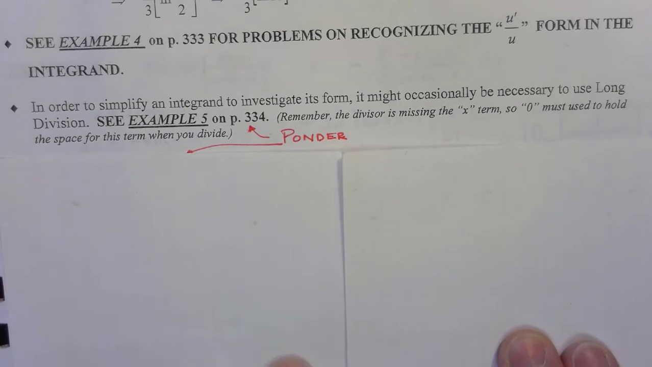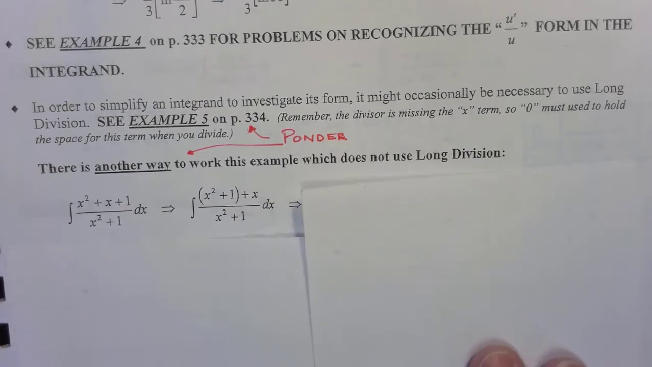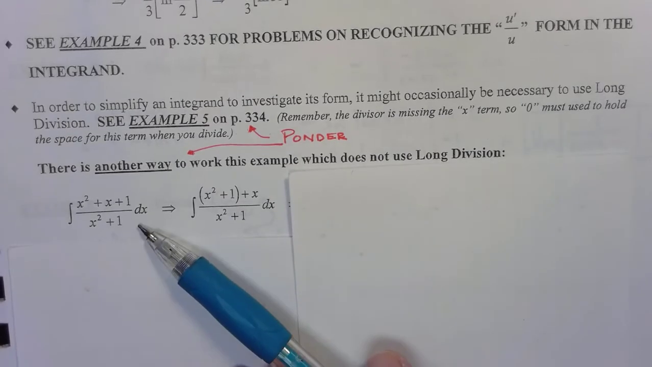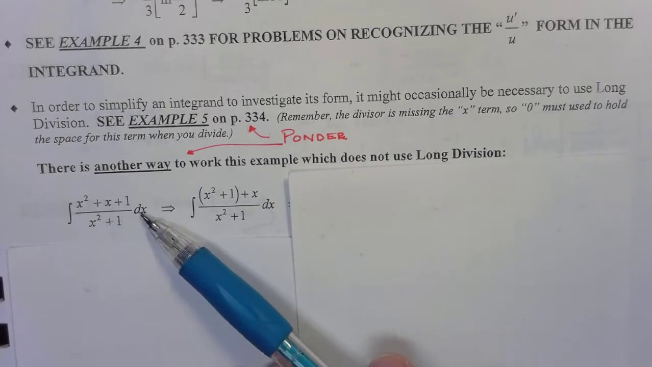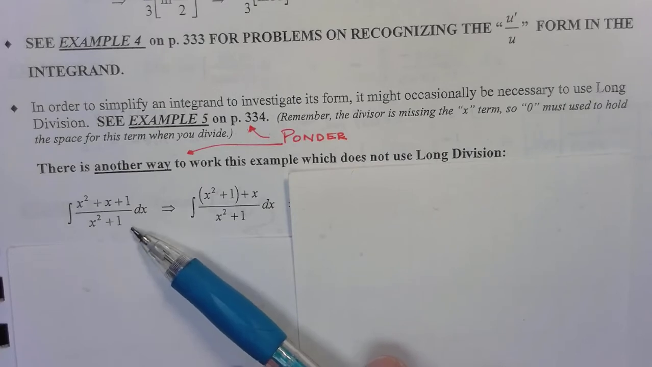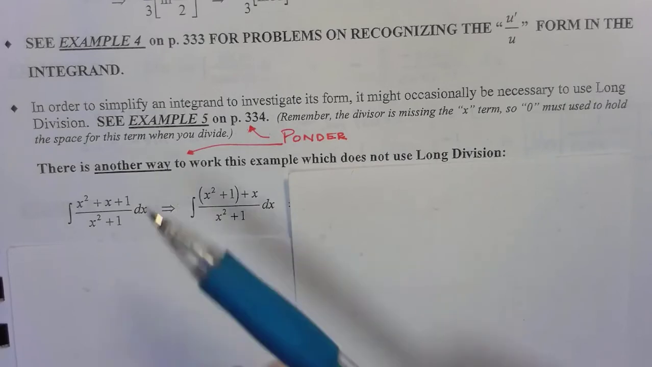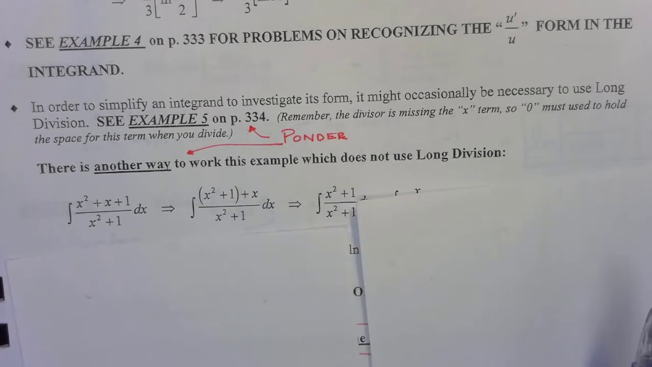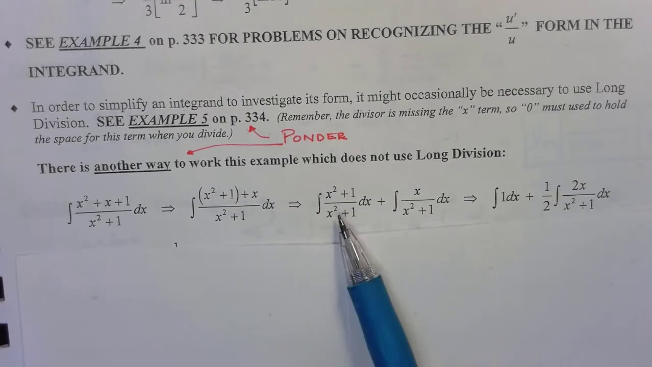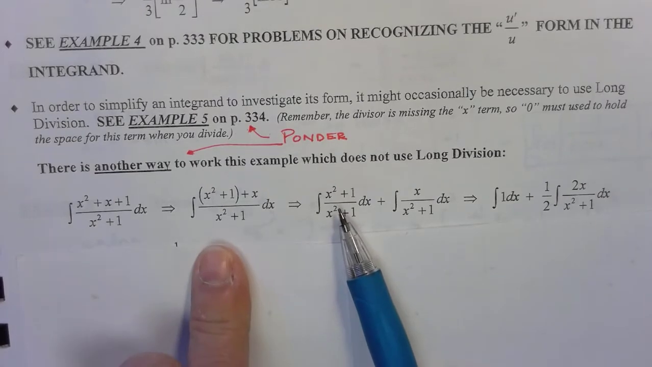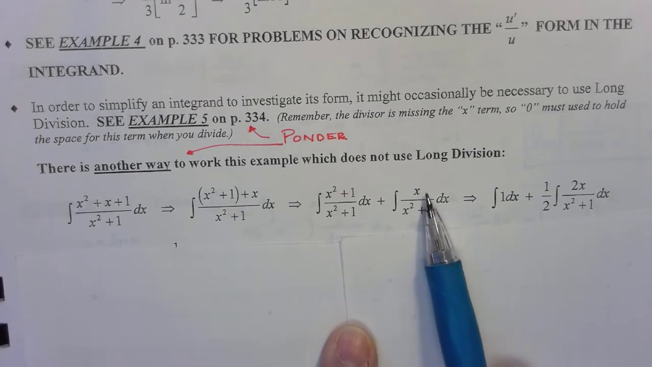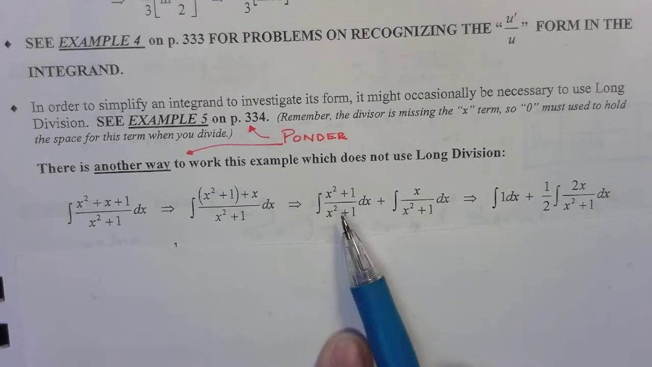But there's another way to look at that same example that doesn't use long division. Notice what I have here is the integral of x squared plus x plus 1 over x squared plus 1. What if I just regrouped the numerator? I brought the 1 down here and then wrote my integrand as two separate fractions. The integral of x squared plus 1 over x squared plus 1 dx, okay, that's going to be easy, plus the integral of x over x squared plus 1. This is easy. That is 1.